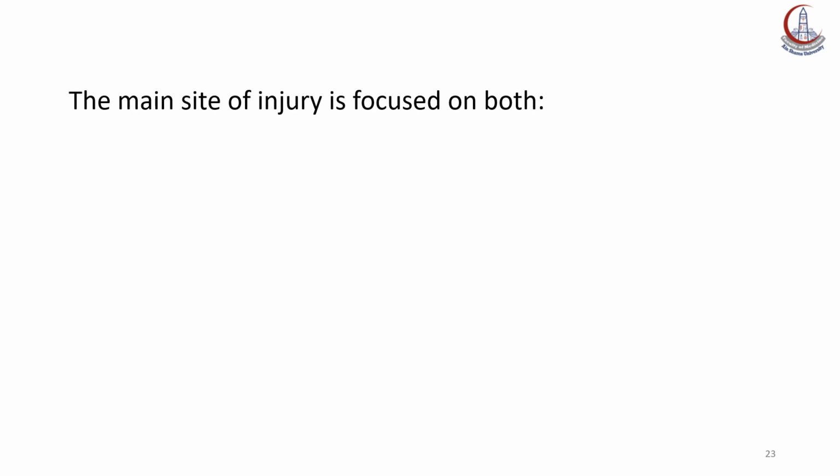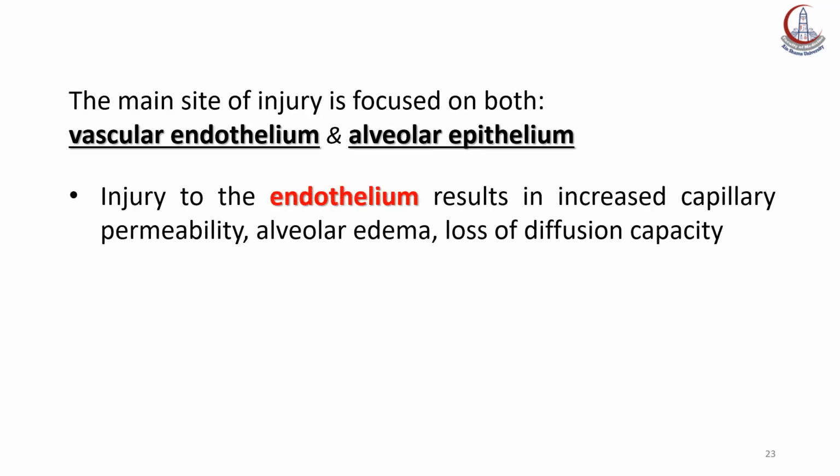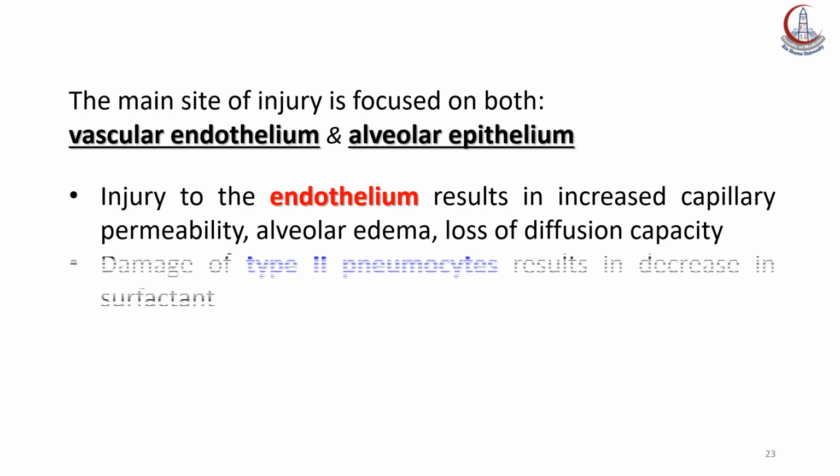The main site of injury in acute respiratory distress syndrome is focused on the vascular endothelium and alveolar epithelium. The damage of endothelium results in increased capillary permeability, alveolar edema, and loss of diffusion capacity. The damage of type 2 pneumocytes results in decreased secretion of surfactant.